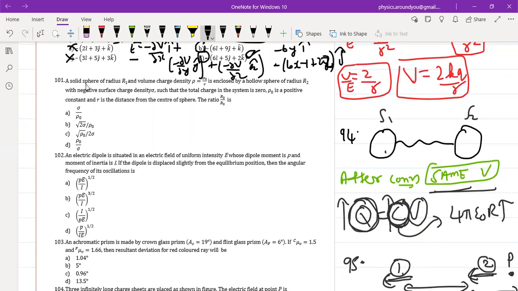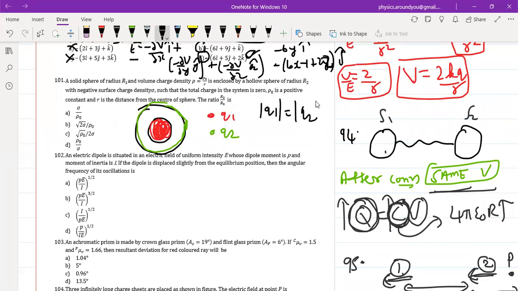In question number 101, we have two spheres, one small, other big. They are telling the total charge on the system is 0, which means if the charge here, the red charge, is Q1 and the surface charge on the hollow sphere, the green charge, is Q2, I need to have Q1 cancelling with Q2. In other words, the magnitude of Q1 should be equal to the magnitude of Q2. Then only they cancel each other.